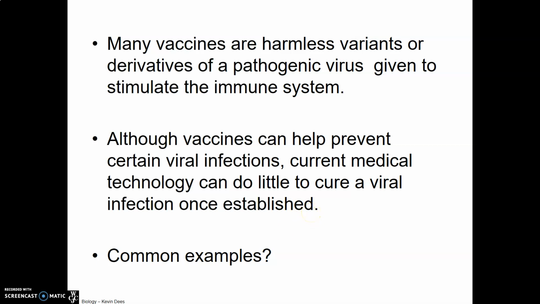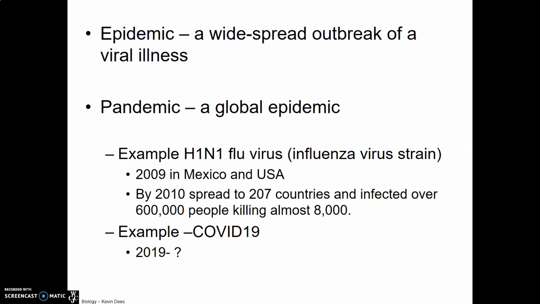Now, viruses on a large scale can cause things known as epidemics. So an epidemic is a widespread outbreak of a viral type illness. This could occur, let's say, if somebody in class got influenza and that spread to another person and another. And before you know it, 25 or 30 people in an area are exhibiting this viral disease. This is different than a pandemic. And a pandemic is where the epidemic spreads and becomes global.